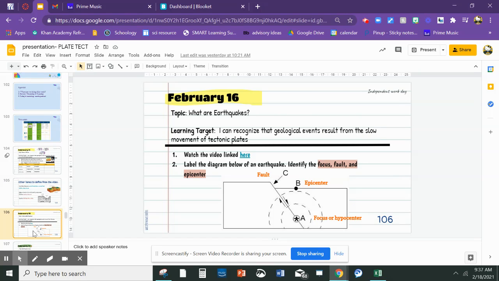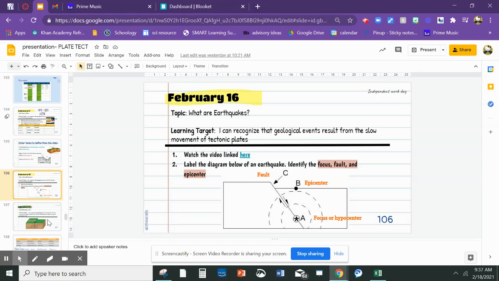Tuesday of this week, you watched a little video, and then you learned about earthquakes. Looking at the diagram, the focus or hypocenter is where the earthquake begins, and that happens along a fault line that's indicated by letter C. And then the point directly above the focus on Earth's surface is called the epicenter, located at point B.